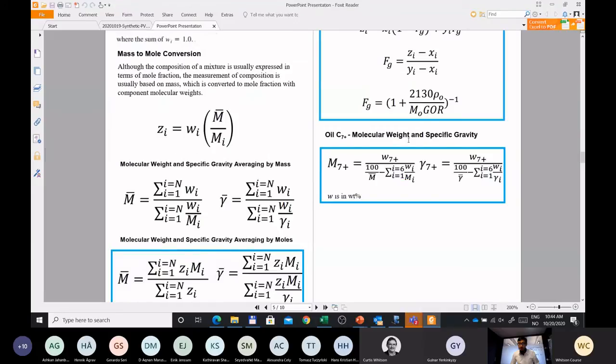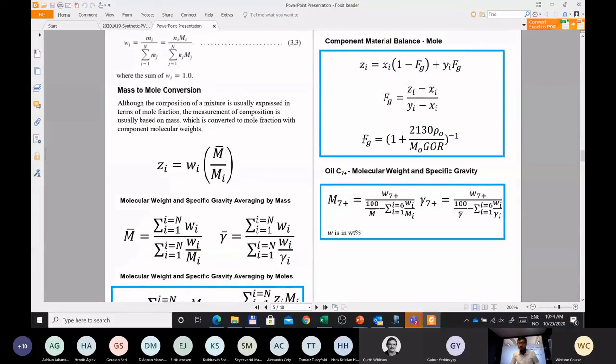If you see this FG value, this is the same as FV, the vapor fraction, the gas fraction, and that can be calculated if we know the density of the oil. Here we are talking about the separator sample, so it has to be the density of the separator oil, the molecular weight of the separator oil, and the GOR at separator condition. If you know these values, we can calculate this FG value. That's the vapor mole fraction at separator condition.